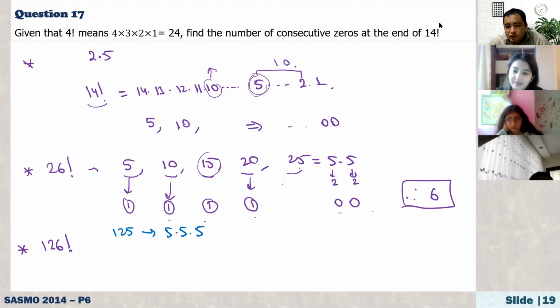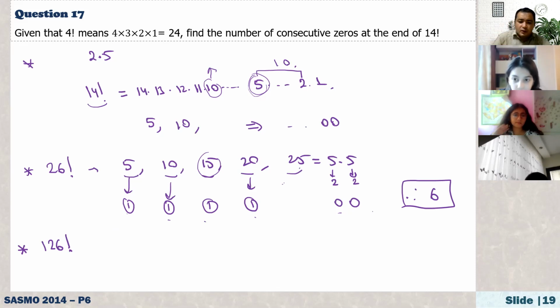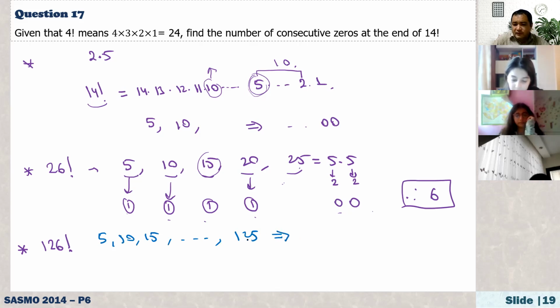Okay, the method is very simple, but usually in most math Olympiads they ask this question. It is a very classic question. First, we have to count the multiples of 5, which have one five. Here we have 5, 10, 15, and continue until 125. How many fives do we have here? 125 is 25 times 5. So here we have 25 fives.